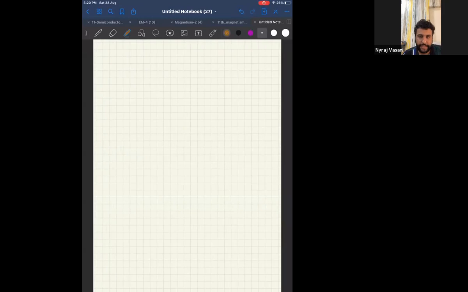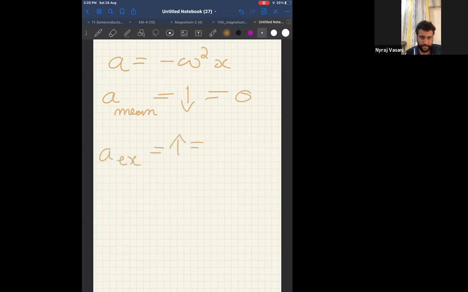Then we did acceleration. Now I know the general formula for acceleration of oscillation is minus omega square x. Then acceleration at mean is minimum, which is 0. And acceleration at extreme is maximum, which is A omega square. Now, all of you got it?